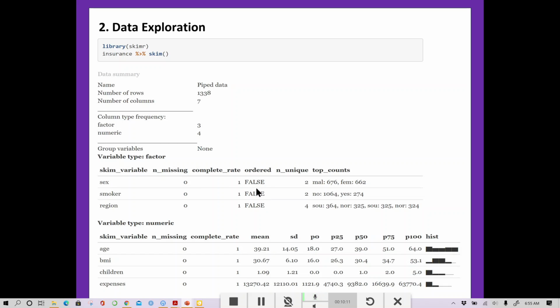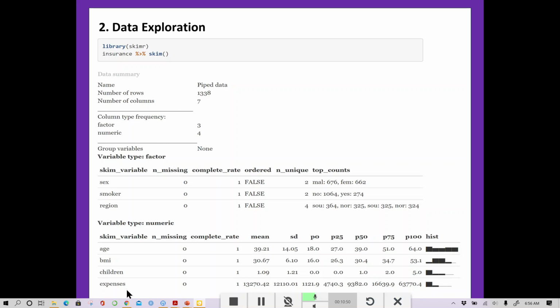None of these factor variables are ordinal, and you observe that we have roughly the same number of males as we have females, but we have more non-smokers than smokers, and there's roughly an equal distribution of these patients in the four different regions that are being considered. And then we have age, the BMI, the number of children, and the expenses. And we have the summary statistics of each of these numerical variables.